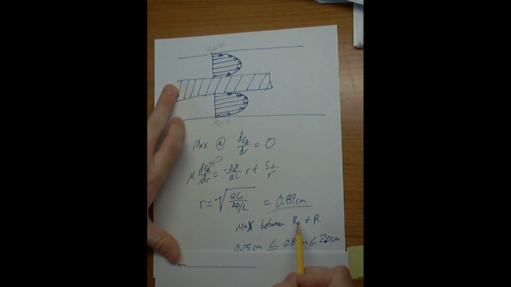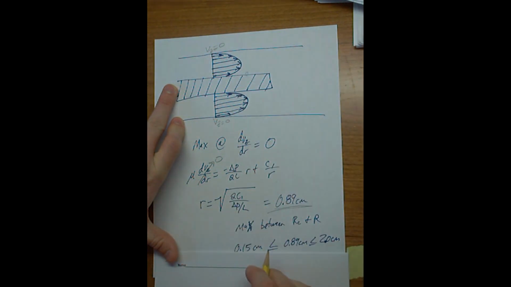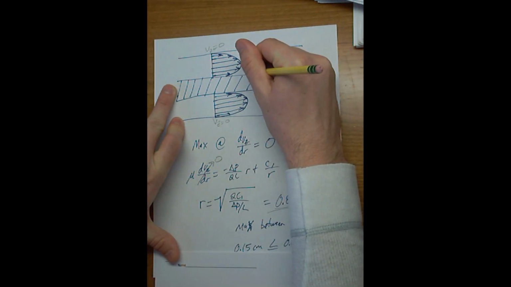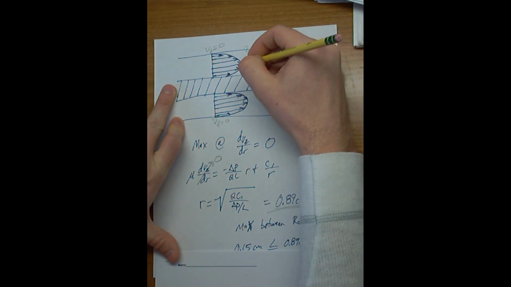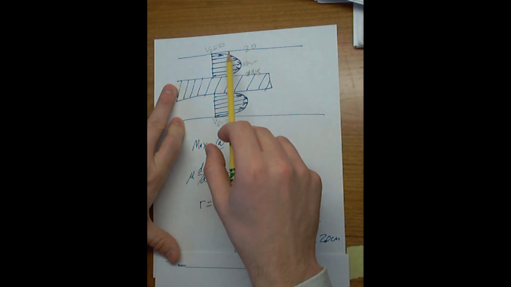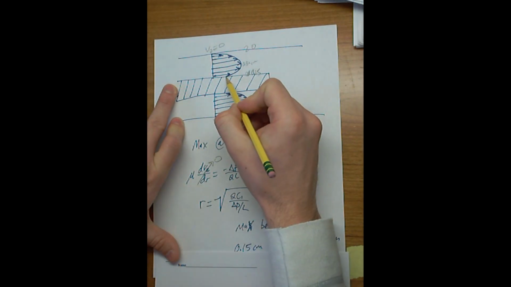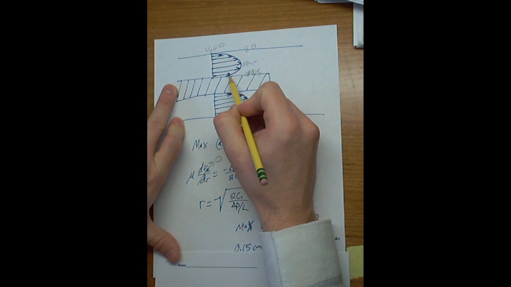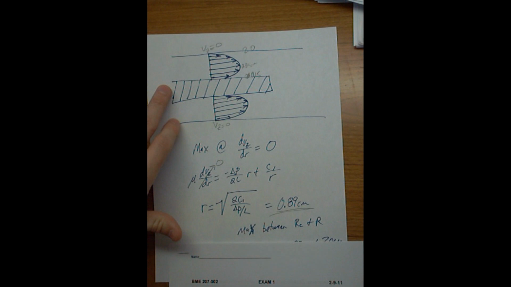So there is a maximum between RC, which is right here, at I believe 0.15, and this is at 2 centimeters. So there is a maximum in here around 0.89 centimeters. This proves that there is a maximum in between the two, and that's why you're going to have a kind of a parabola shape, and it's not going to go all the way down to 0 on this side because of the velocity of the catheter. Alright, so that's problem number 1.